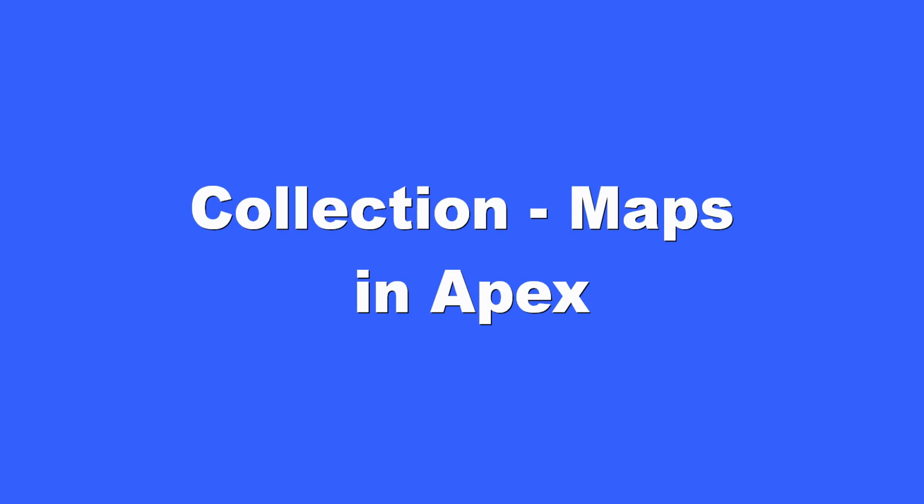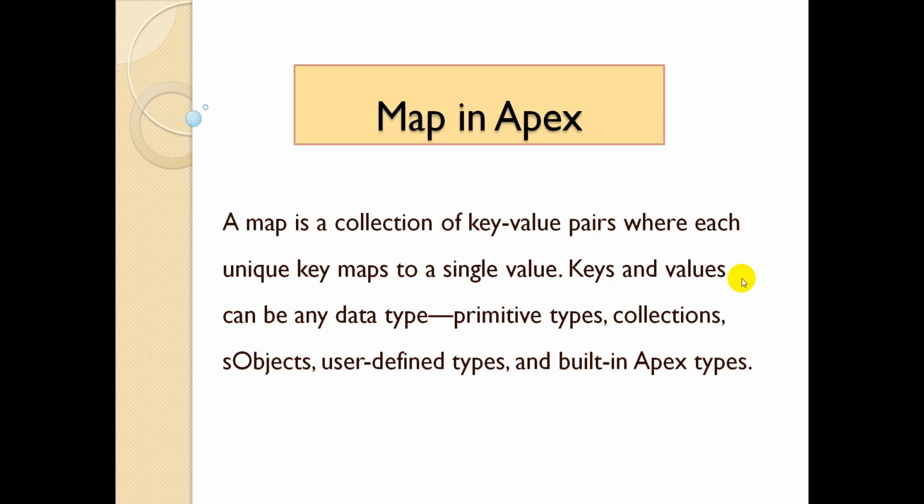Hello friends, today we are going to study the last type of collection, which are maps. Maps are really handy, so we need to know them very well. So what is a map in Apex? A map is a collection of key value pairs where each unique key maps to a single value.